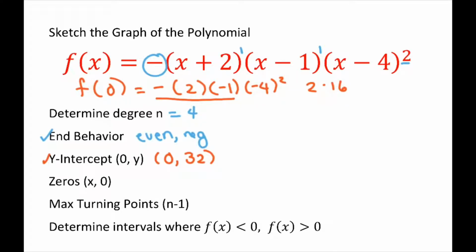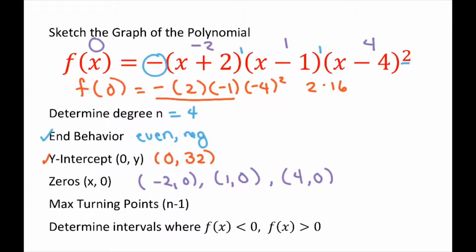And our zeros, our x-intercepts, are when y is 0. So this is going to be negative 2, 1, and 4. So that's going to equal negative 2, 0, 1, 0, and 4, 0. All right, maximum turning points will be 4 minus 1, which equals 3. And after we graph, we're going to see where our y is negative and where our y is positive on the intervals.